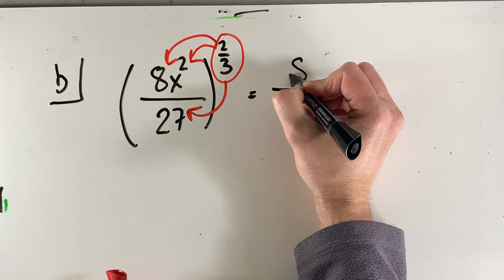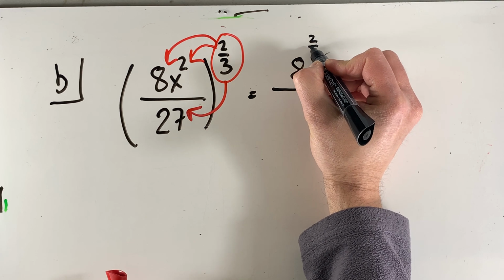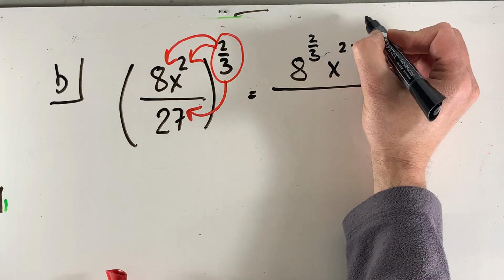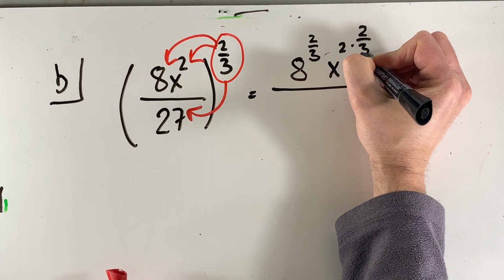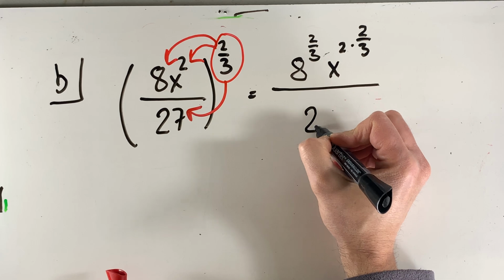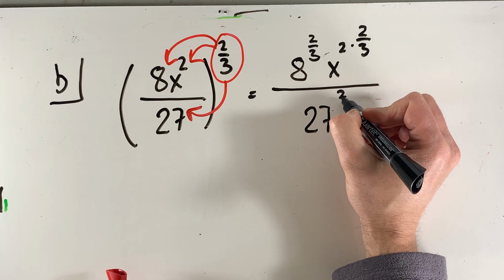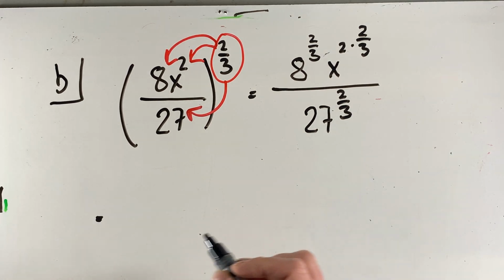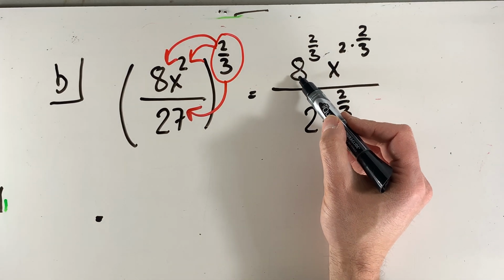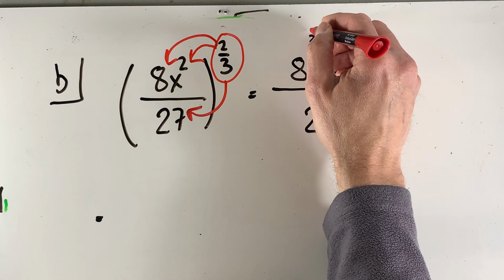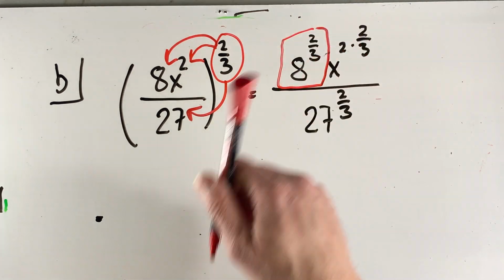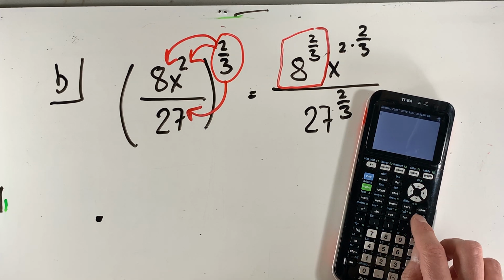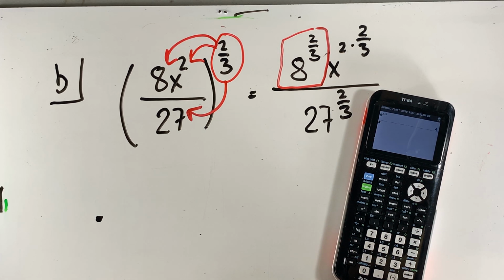So it's going to be 8 to the power of 2/3 times x to the power of 2 times 2/3. And downstairs is going to be 27 to the power of 2/3. And now if you evaluate the exponents, so actually here we can evaluate this 8 to the power of 2/3. We can do that on our calculator. 8 to the power of 2/3 is 4.